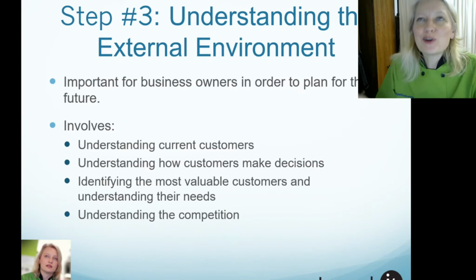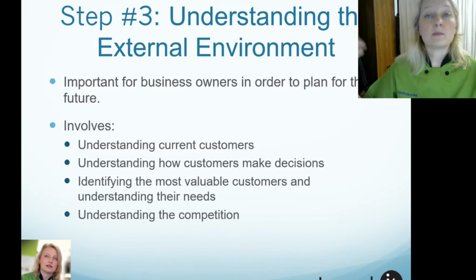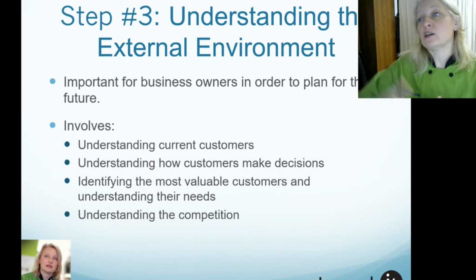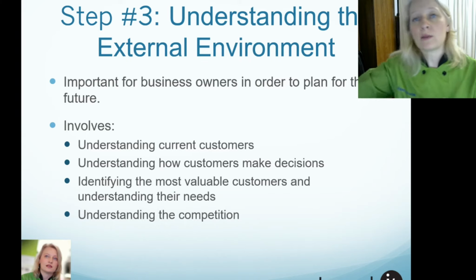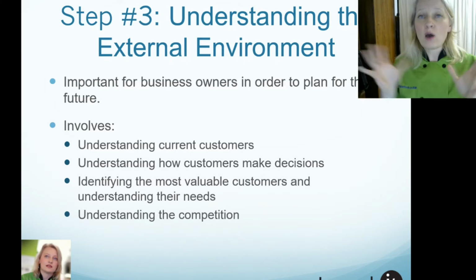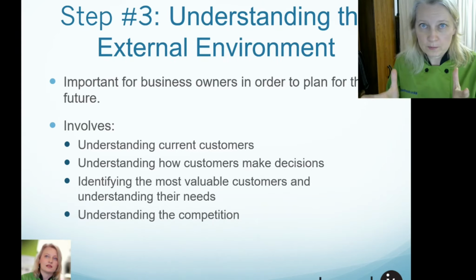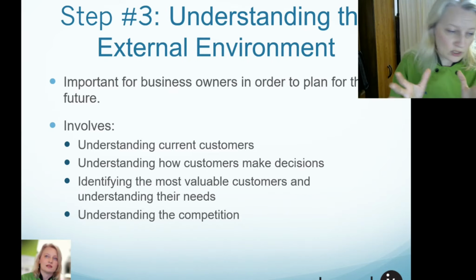It will help you understand how your customers buy. Do they buy directly from you face to face? Do they buy online? Do they buy from distributors? Do you resell to retail stores and they buy from retail stores? How do they buy from you? Okay, so that's what you need to understand.